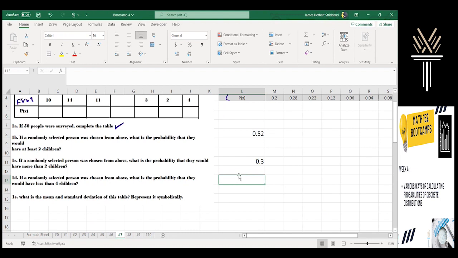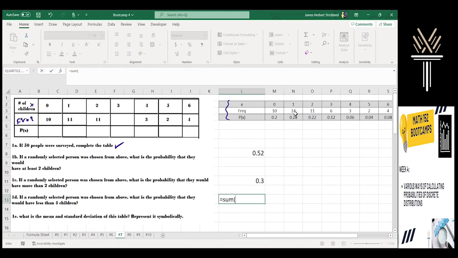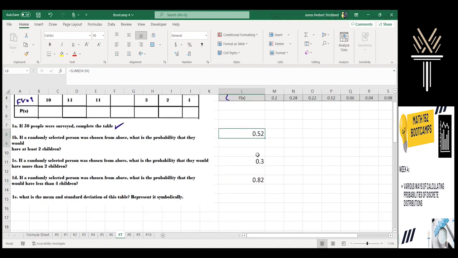Less than 4 children, some less than 4. So of course that means 0 through 3 is less than 4. Summed it up, and there's our probability. So you're more likely to have less than 4 children because it's closer to 1 than any of the other two options. The closer to 1 it is, the more likely the event is. The closer to 0 it is, the less likely the event. So you're least likely to have more than 2 children, and most likely to have, from these 3 options, less than 4 children. Okay. I'm going to move these answers down just because I'm going to need the space.